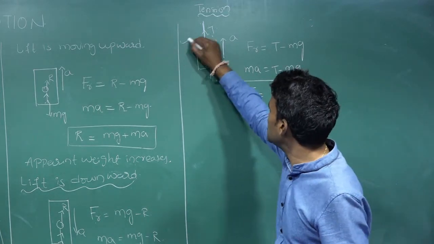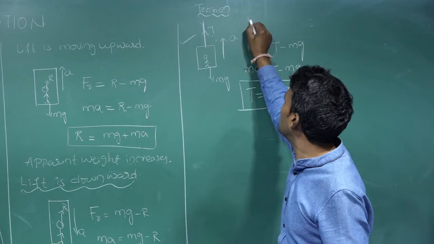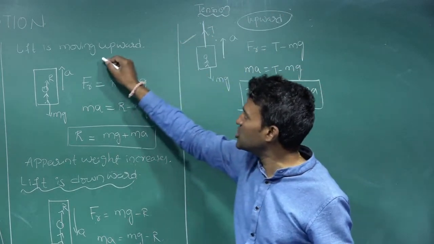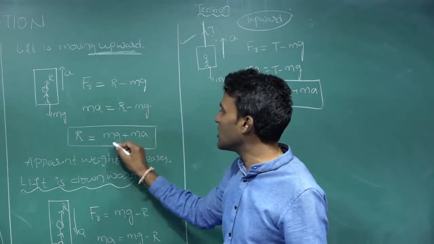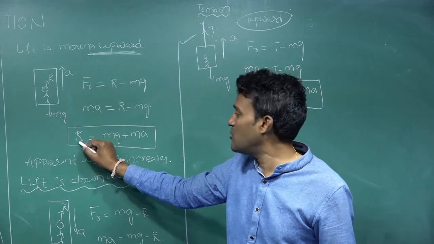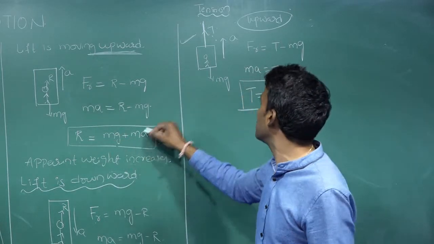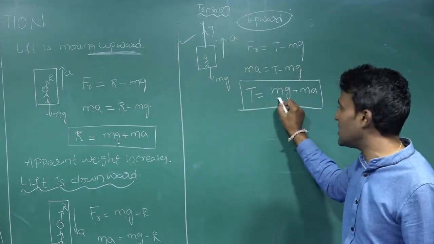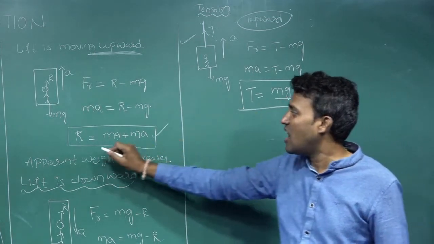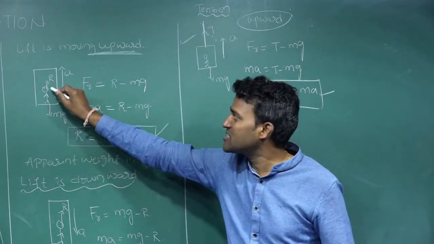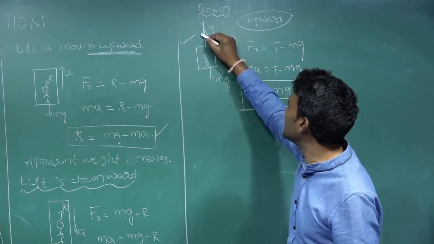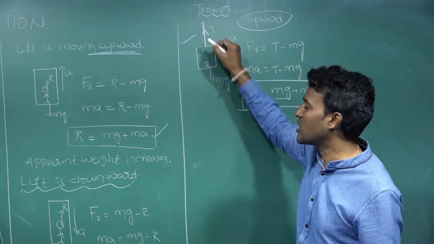Here in these two situations it is going upward, isn't it? What is the formula? R is nothing but the apparent weight. Apparent weight is equal to mg plus ma. And tensional force is equal to mg plus ma, both are the same. Here R I have taken according to the person. Here T I have taken as the lift rope.